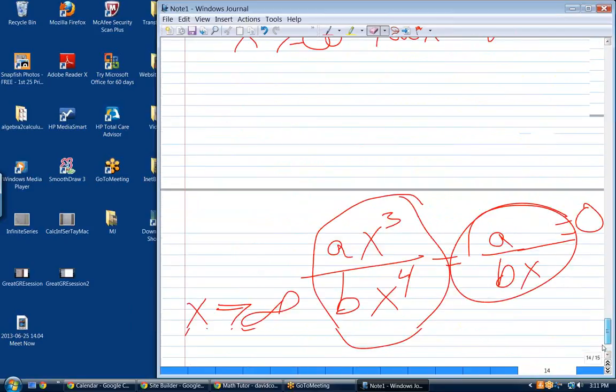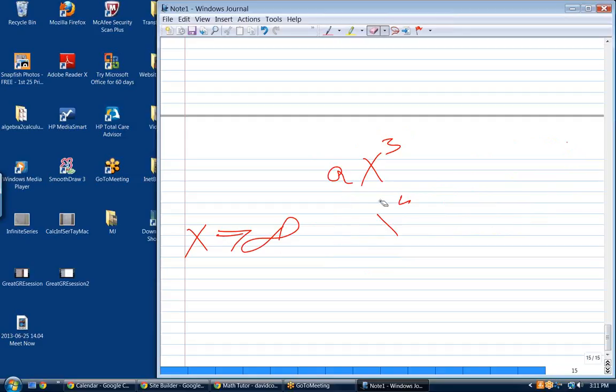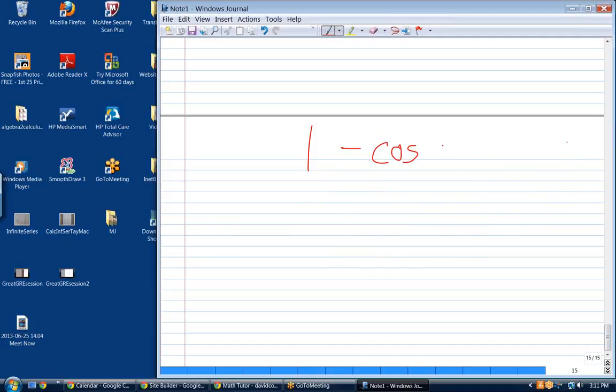Right. All right then. For instance, tell me if L'Hopital's rule applies here.